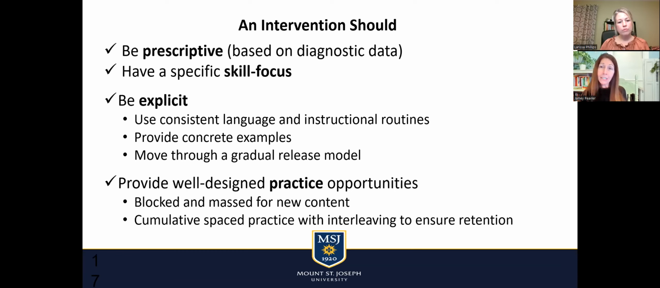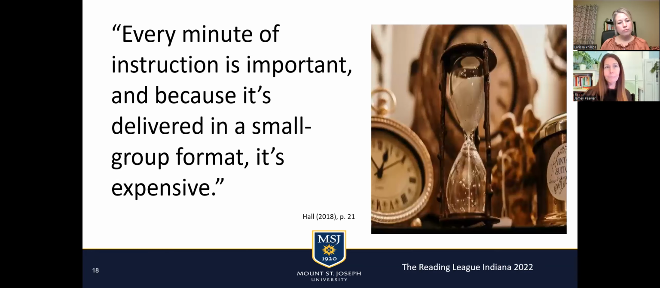So when does massed practice become really important, and what is massed practice? And when does cumulative spaced practice or interleaving become important? And a key piece that I want us to keep in mind is the point here that every instructional minute is important, not to add any pressure to you that you might already be feeling.